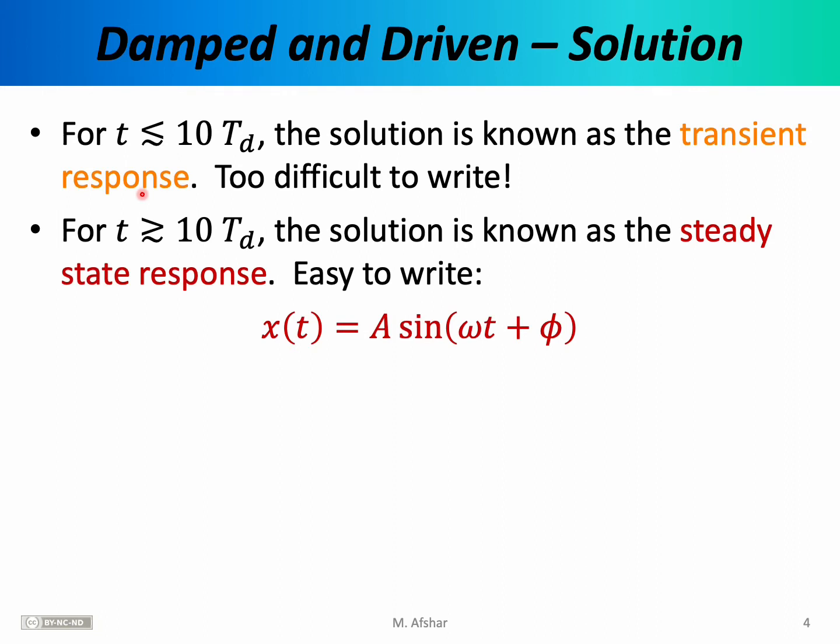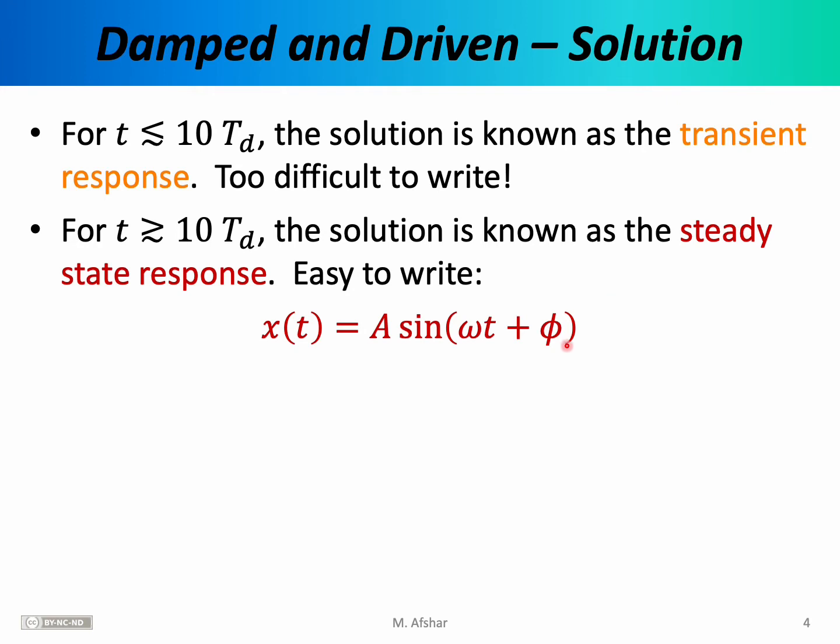That complicated solution is eventually smoothed out in a sense, so that after approximately 10 periods, the solution settles into a nice sinusoidal form, something that we call a steady state response. And the steady state response is easy to describe. It is easy to write in mathematical form. It turns out we can say that the solution after about 10 periods have passed is simply a sine of omega t plus phi. So the form of the function is quite simple.